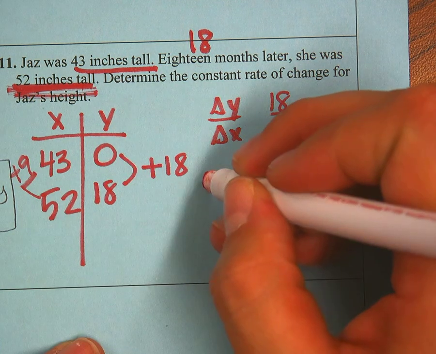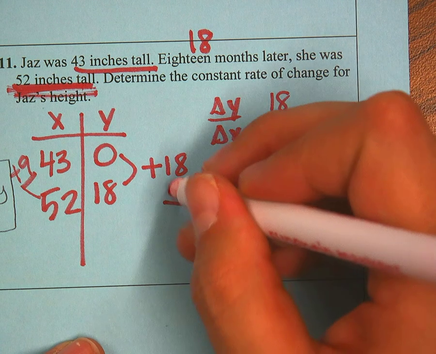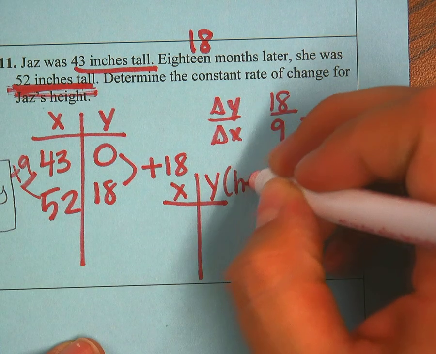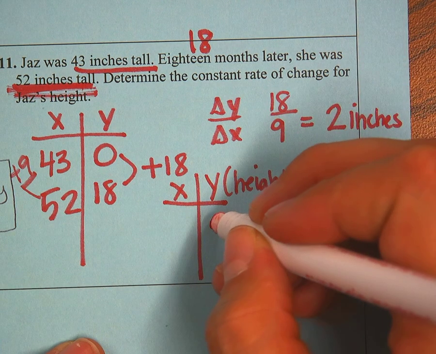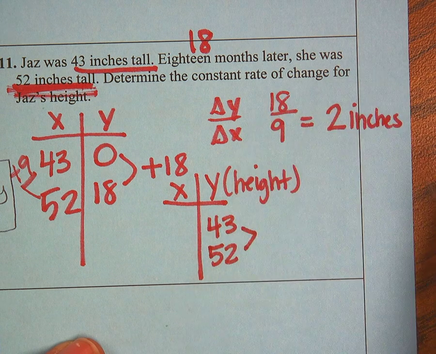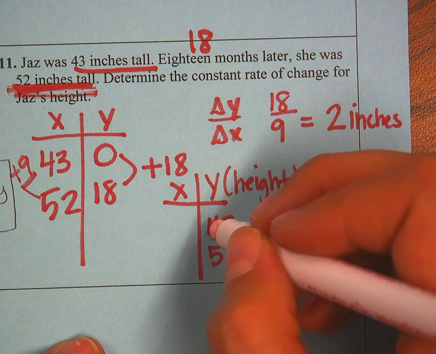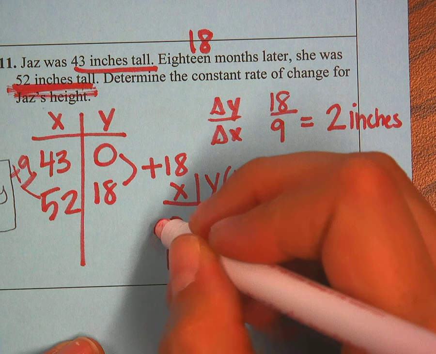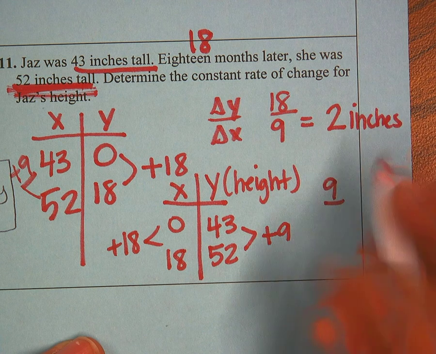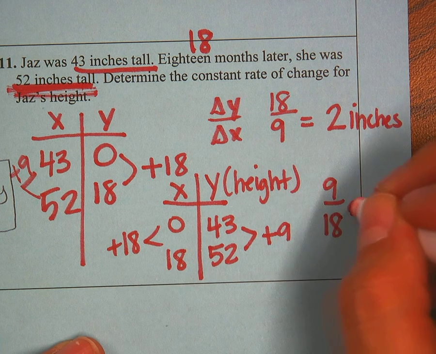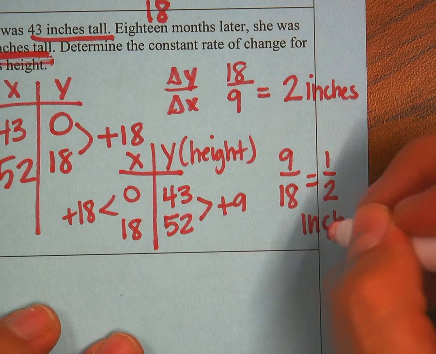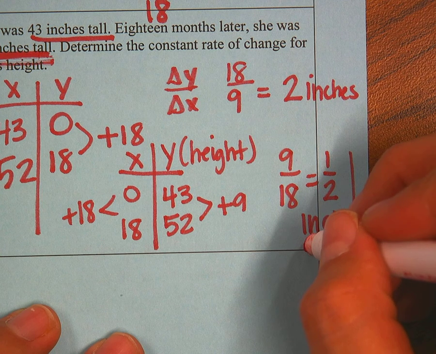I need to make sure that my y value is not the age, that it's actually the height. So y needs to be the height. And what that does is it just changes how I set up my delta y and my delta x. So this is plus 9, 43 inches, plus my 18. So now my delta y is 9, my delta x is 18. If I simplify that, that's a half. So then does it make more sense that this person gains a half inch every month? Yes.